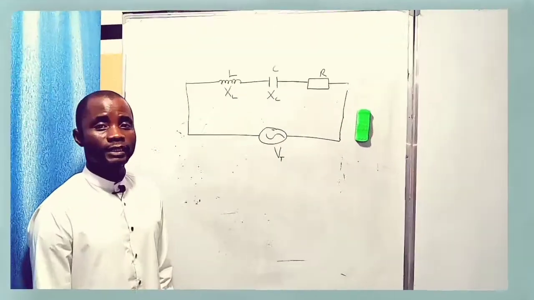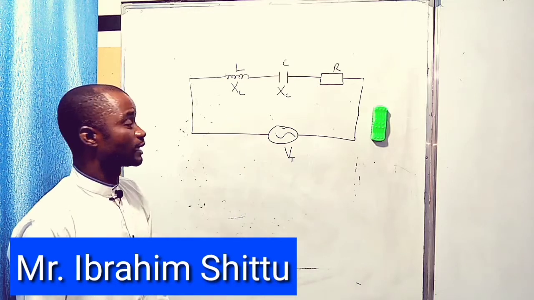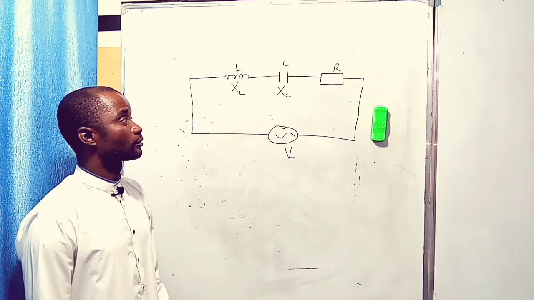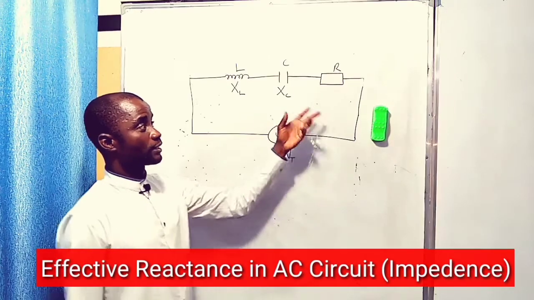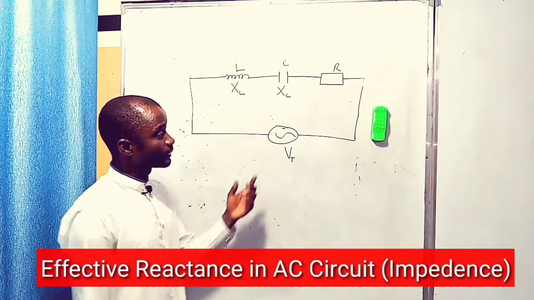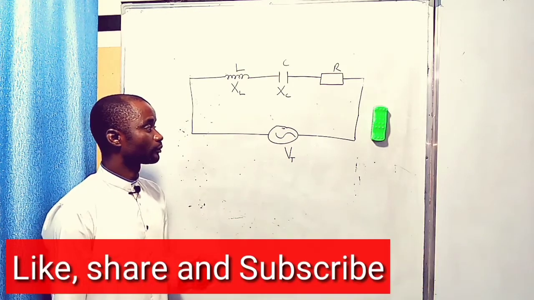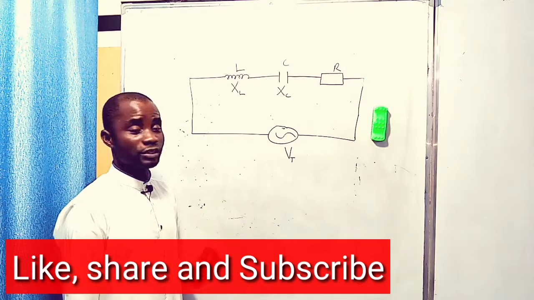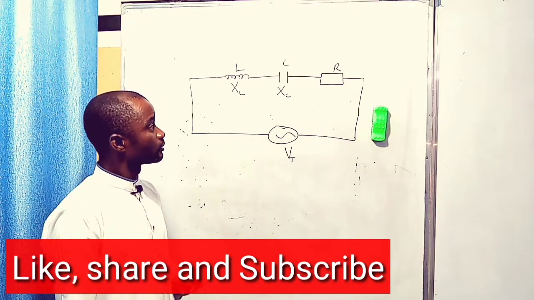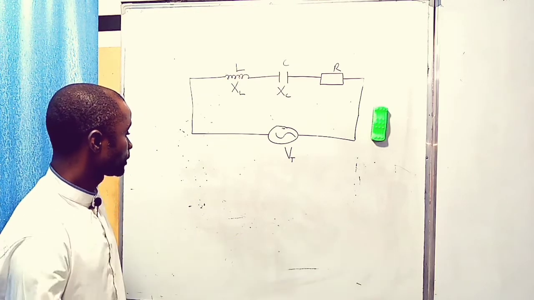Today we are going to look at the effective reactance in an AC circuit when you have an inductor, capacitor and resistor connected in series with a voltage source, an AC source. Before we proceed, we are going to use a phasor diagram to represent the direction of the voltage.